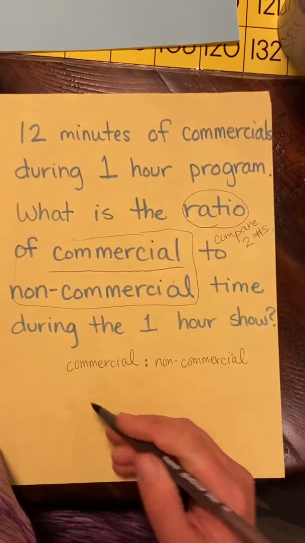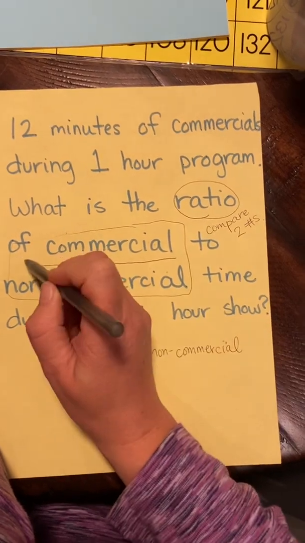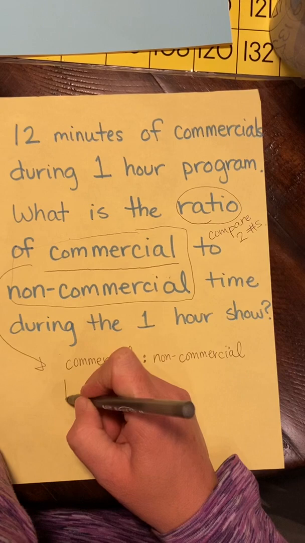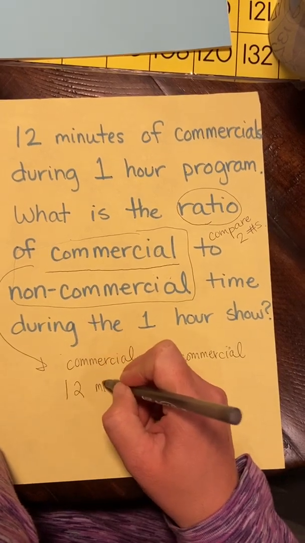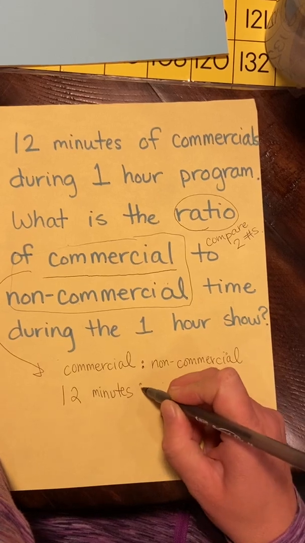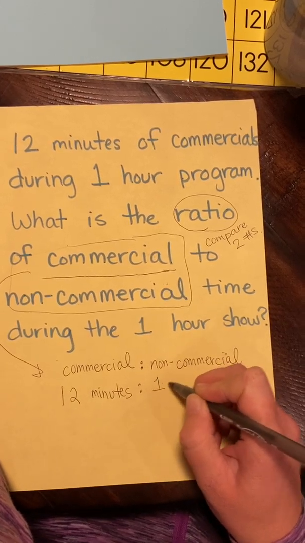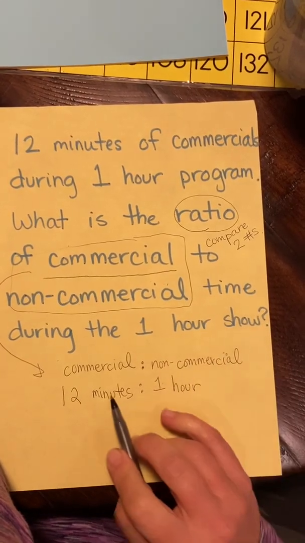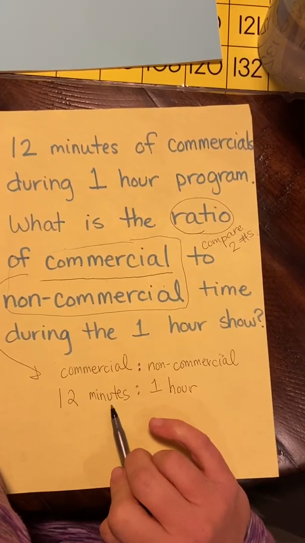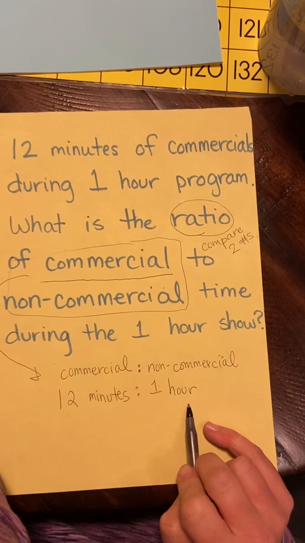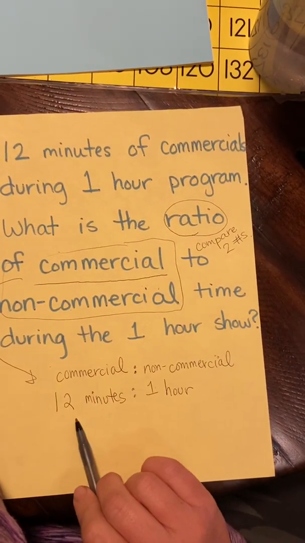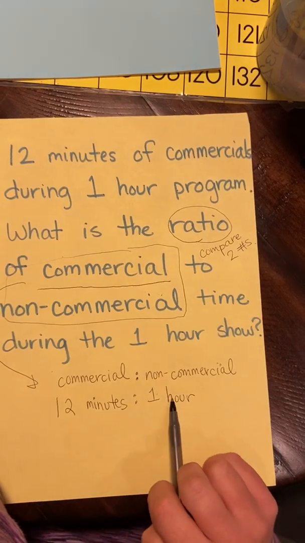Now, if I take this giant fraction I just wrote right here, okay, the commercial time was 12 minutes. Now, the problem was for us that our non-commercial time was 1 hour, but those don't match. Minutes are not the same as hours. Well, I don't really want to turn this into a decimal. So how about we turn hours into minutes?